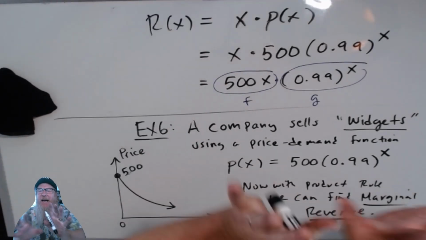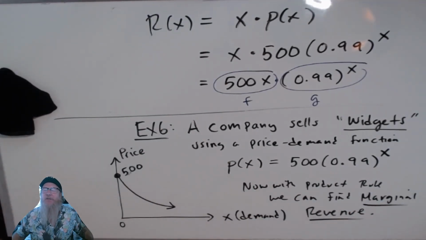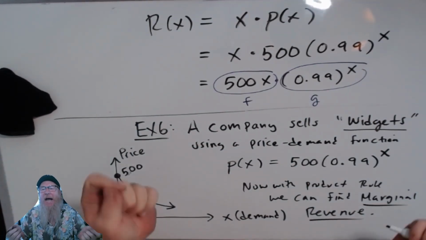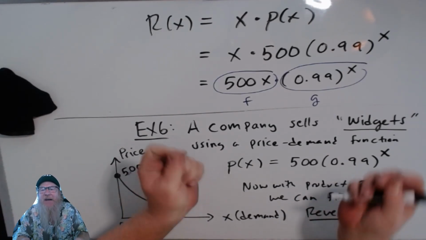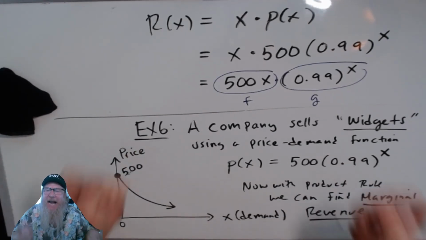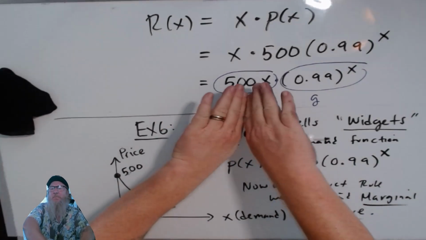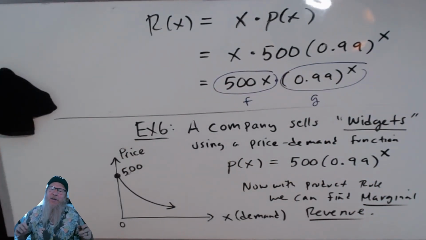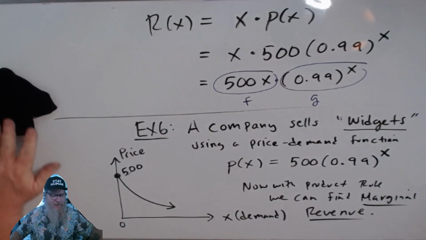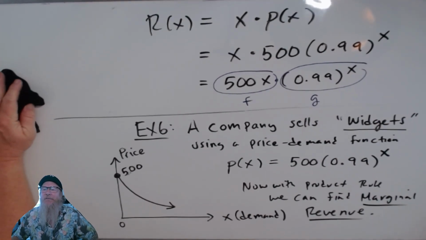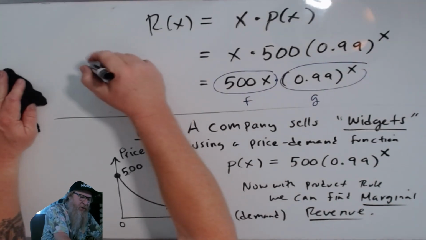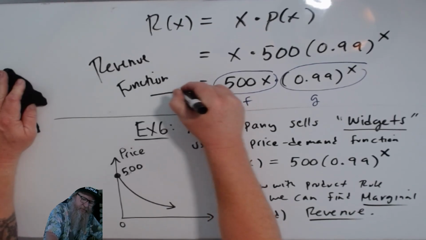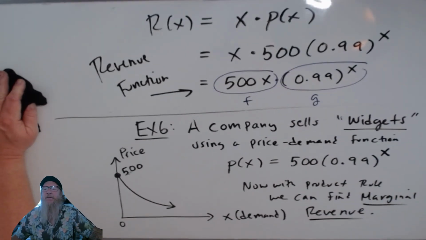You have to decide how you're going to split the two functions. It really doesn't matter as long as they each have exactly one x. You wouldn't want to split it so that one of the functions has two x's and the other one has none. They each have to have one x, otherwise you can't take their derivatives. So this is called the revenue function. That's our revenue function.